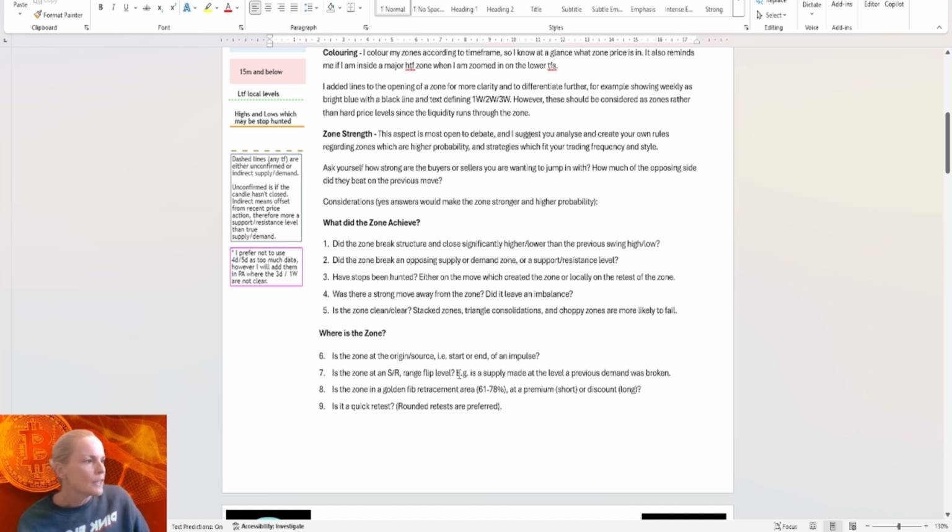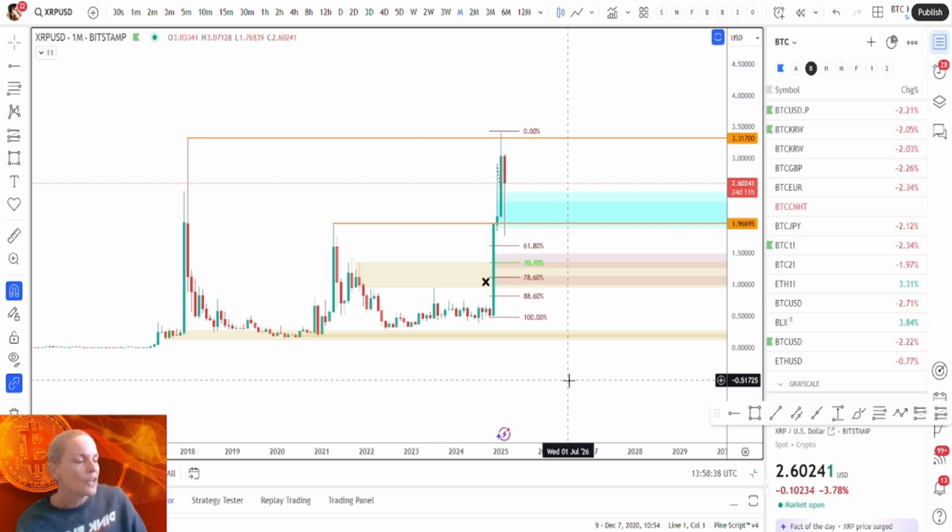So I covered all the things in that. So yeah, is the zone at the origin or source? I've made comments on that. Is the zone at an SR flip level? A few comments on that in there. The golden fib retracement. Oh, and it did a quick retest, so that was the only other thing that I hadn't commented on. So let me try and find an example.